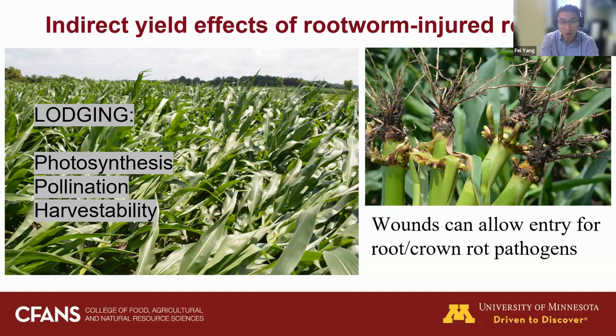photosynthesis problems, and also because of lodged plants, you will have pollination problems. And finally, when you do the harvest with combines, you will have difficulties for those machines to go through the field. And also because of the root damage by those corn rootworm, this can also cause a secondary infestation of pathogens that will affect the health of the plant.